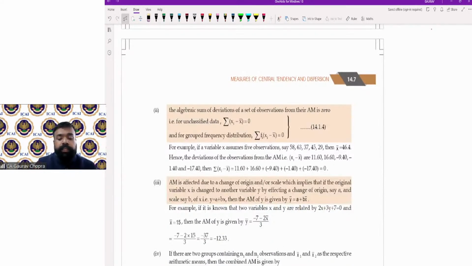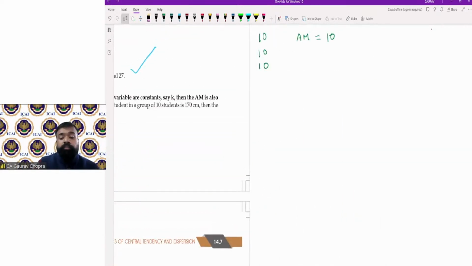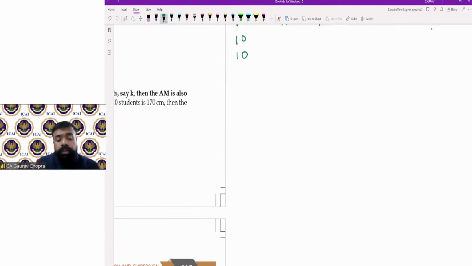Then second property says, sum of deviations taken from arithmetic mean is 0. This is a very important property. बहुत जगह ये property आपकी काम आने वाली है. So let's take some example. 2, 4, 6, 8, and then 20. Now, if we calculate x bar, so x bar is 40 divided by 5, that is 8.